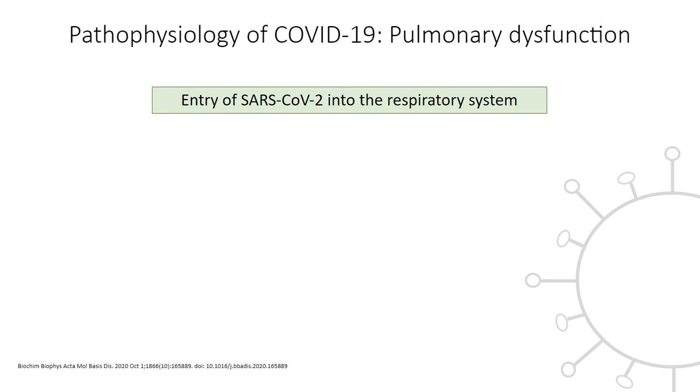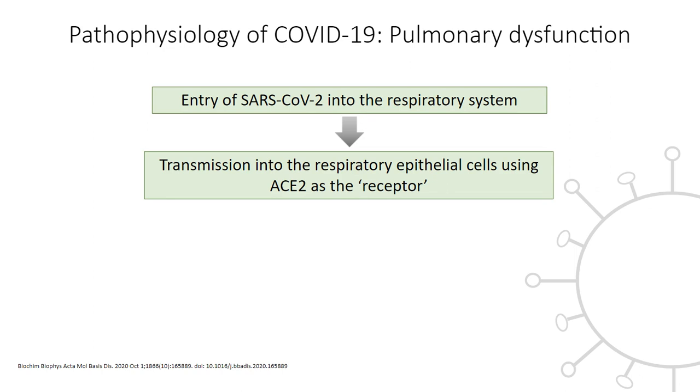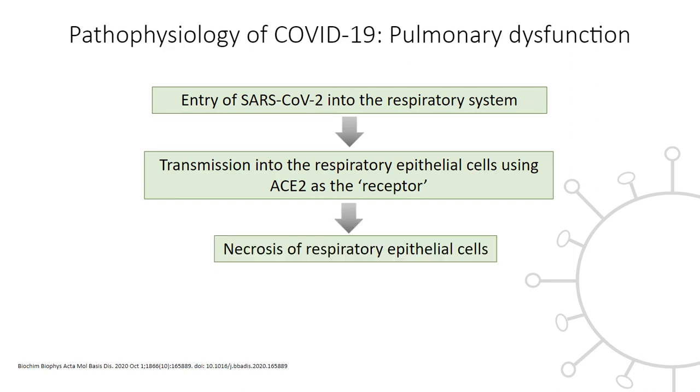So just as a quick summary, COVID-19 has been described as an atypical pneumonia because the virus gets into the respiratory system. It gets into the respiratory epithelial cells using ACE2 as the receptor. And then between the infection itself, with the virus taking over the normal cell mechanisms, as well as potentially the immune response destroying the epithelial cells, you end up with death of the epithelial cells and a viral pneumonia.